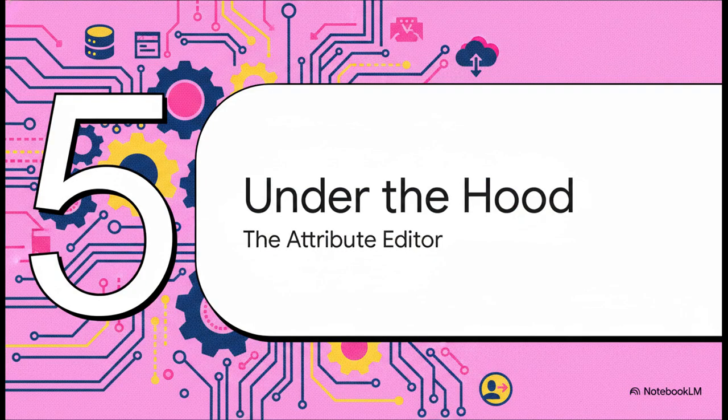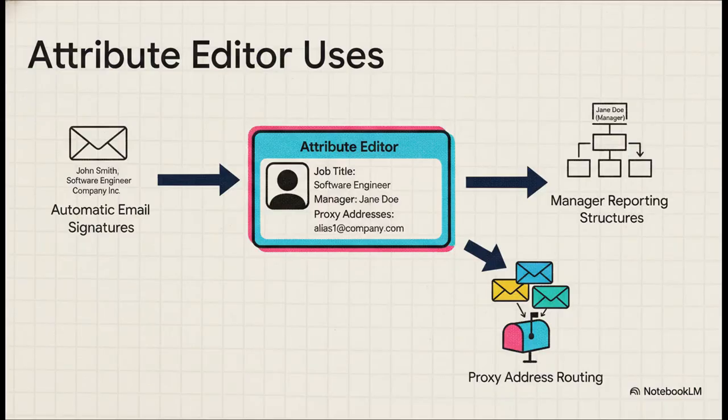All right, almost done. Section 5, under the hood with the attribute editor. Let's look at how AD feeds data to the rest of your enterprise apps. When you pop open a user's properties, you'll see a massive tab of data fields called the attribute editor. Filling these out carefully is a total game changer.